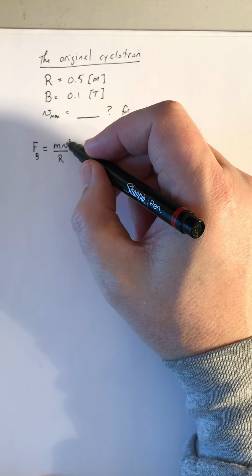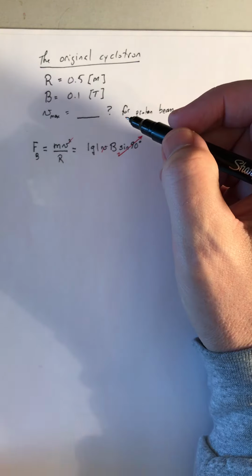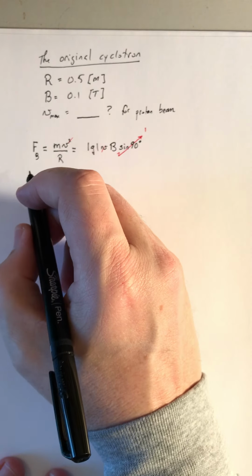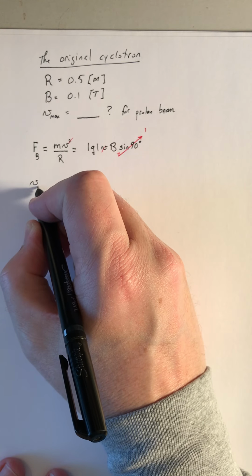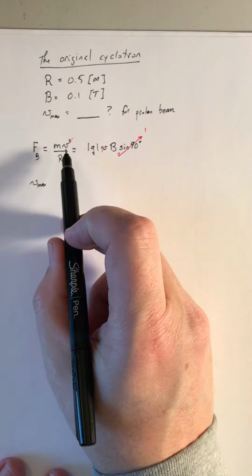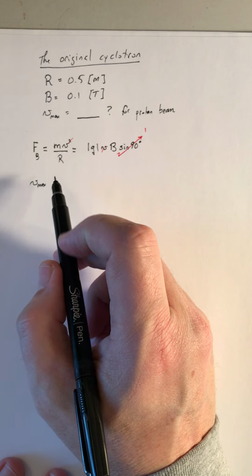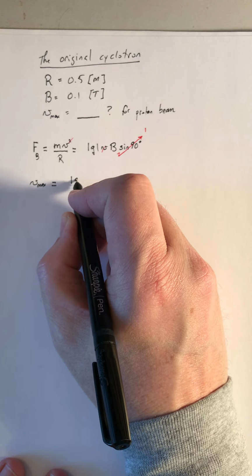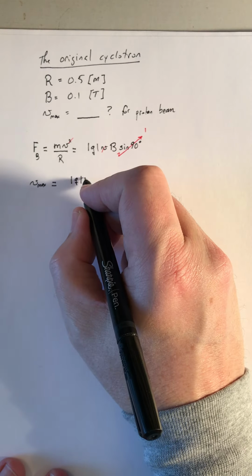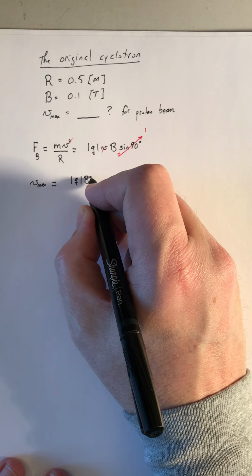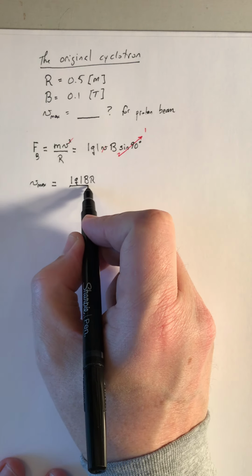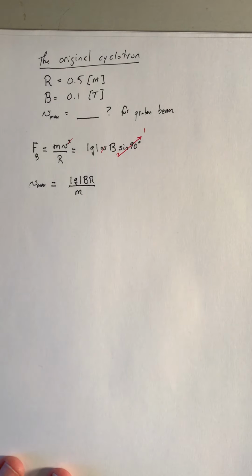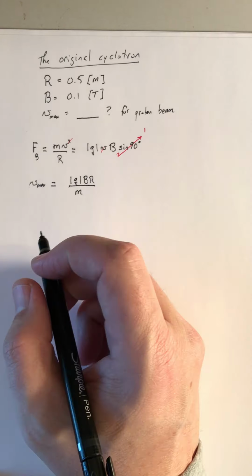There's a v on each side of the equation, so we can cancel that out. So the maximum speed is going to be where the radius is maximum, so out at the outer edge. So we'll have q times the magnetic field strength times the radius over the mass of a proton. Putting in numbers for that.